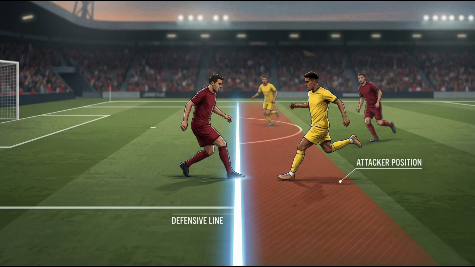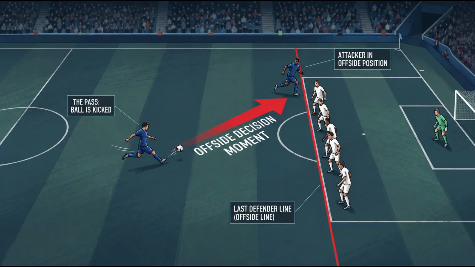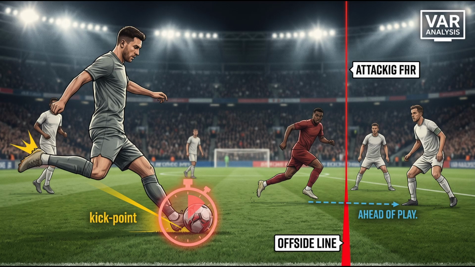One invisible line, drawn at the position of that last defender. Cross it at the wrong moment, and it doesn't matter how good your goal was. It's gone. Now, here's the part that trips everyone up, and I mean everyone. It's not about where you are when you receive the ball. It's about where you are when it's kicked. So a player can be offside, the ball gets played, they sprint back, receive it, still offside. Because the only moment that matters is the exact split second the ball leaves their teammate's foot.